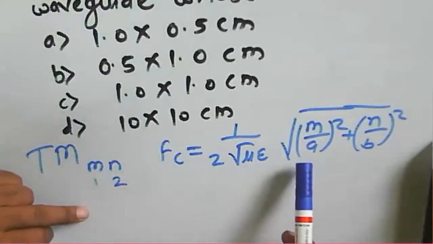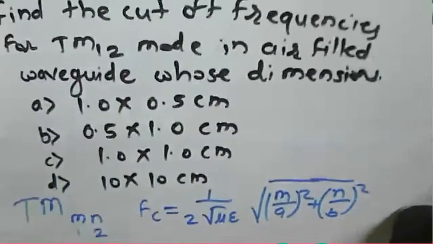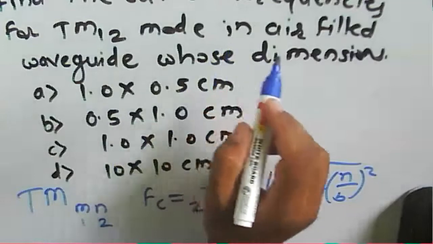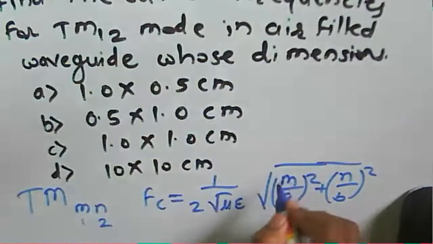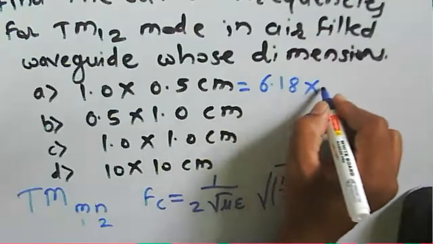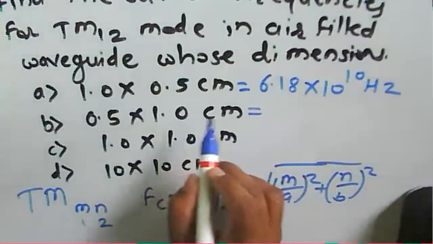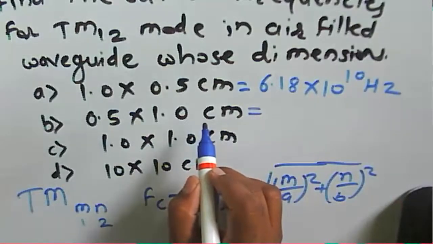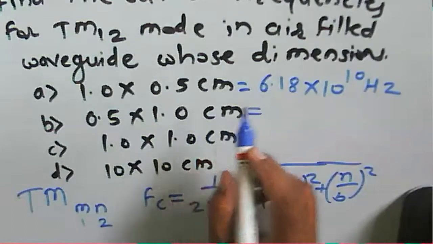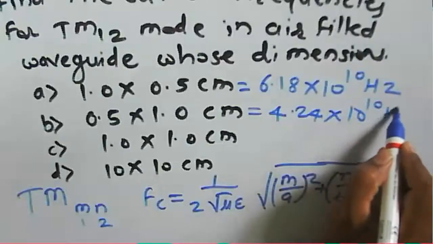Now we see that dimension A is 1 and dimension B is 0.5 centimeter. For the given dimensions, what will be the cutoff frequency? In the first case, 1.0 and 0.5 centimeter, if you put the values, we get the cutoff frequency of 6.18 into 10 to the power 10 hertz. Then in another case, 0.5 into 1 centimeter, we get 4.24 into 10 to the power 10 hertz.